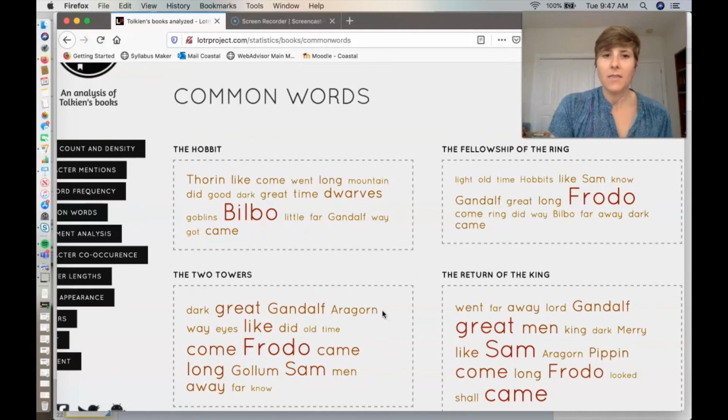Okay, so another thing that we might look at is the presence of light versus dark, right? So in The Hobbit, we see dark right here, yeah? But we don't see light in this particular book, right? Compare that to The Fellowship of the Ring, where we have light present here, and dark, again, is here, right? And now Two Towers, we have dark, and light is gone. Finally, Return of the King. Again, we simply have dark. We have no presence of light.